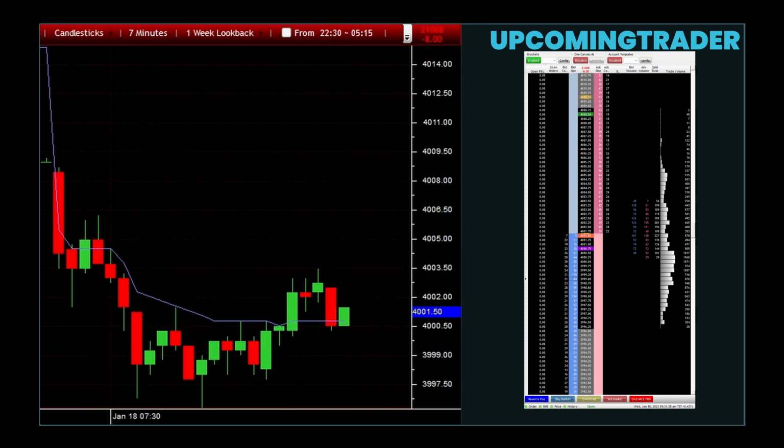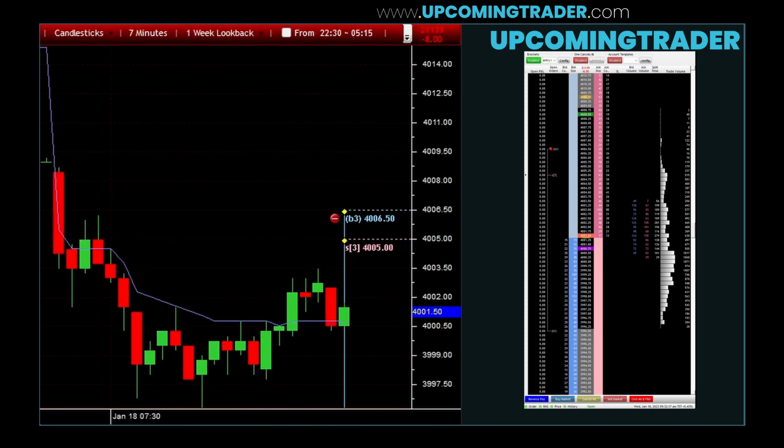There are ascending triangles, descending triangles, and symmetrical triangles. An ascending triangle typically suggests a potential breakout to the upside. If you see the price repeatedly testing a resistance level while the order book shows growing buy interest, it could mean that the buyers are getting ready to push the price higher.